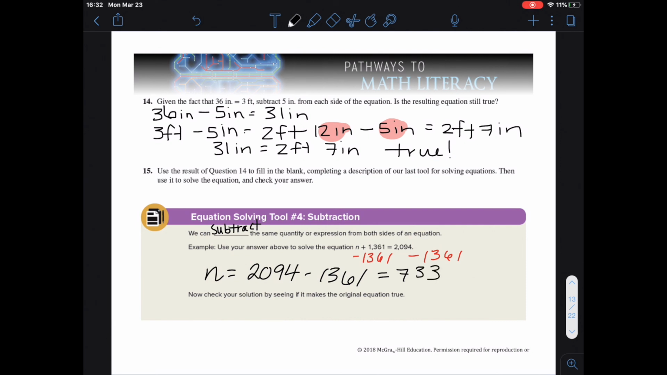So now you can test it by plugging it back in. If you take 733 and add 1,361, you do indeed get the 2,094 back.